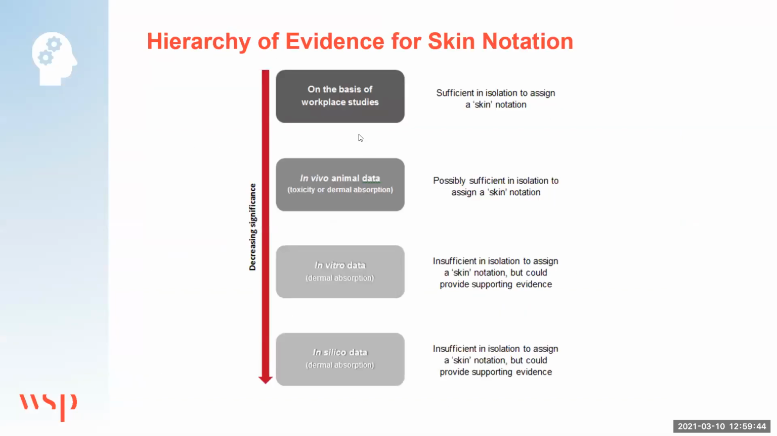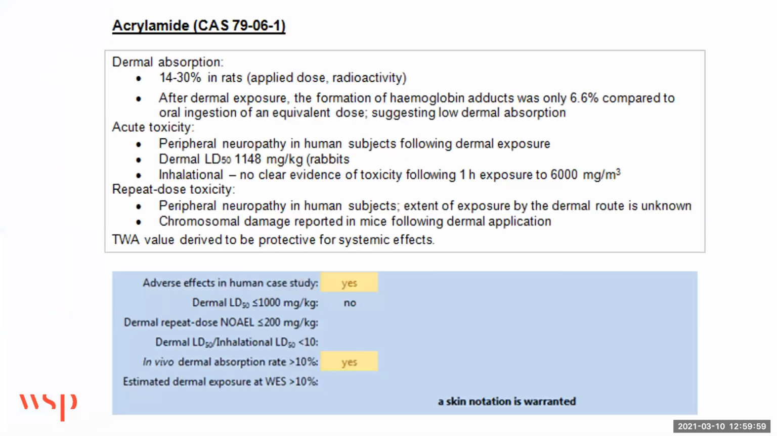Here is a hierarchy of evidence. Human studies, workplace studies, were sufficient in isolation to assign a skin notation. Remember, skin notation is evidence of systemic effects from dermal uptake contributing to the inhalation. Quick example, here's some evidence in the appendices for acrylamide. And we also received an Excel spreadsheet decision-making model, I guess, to help us with the decision.